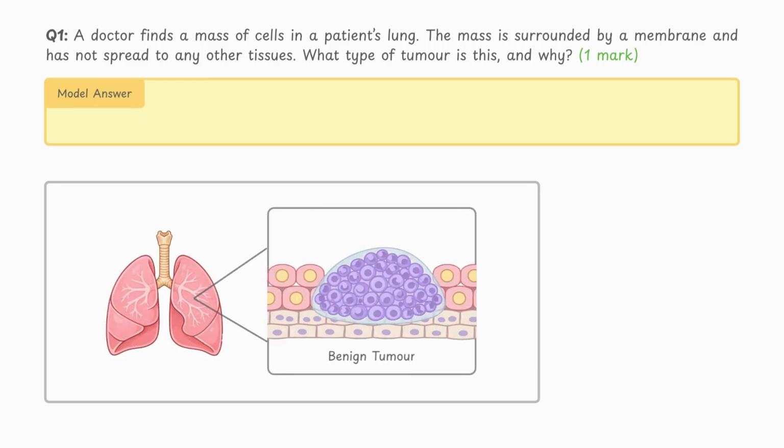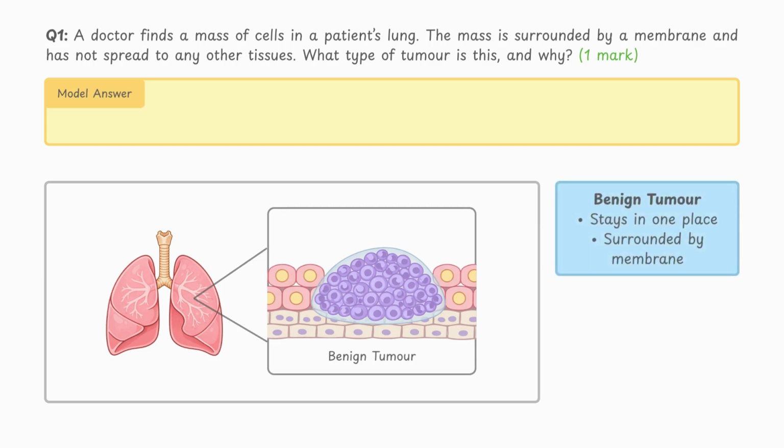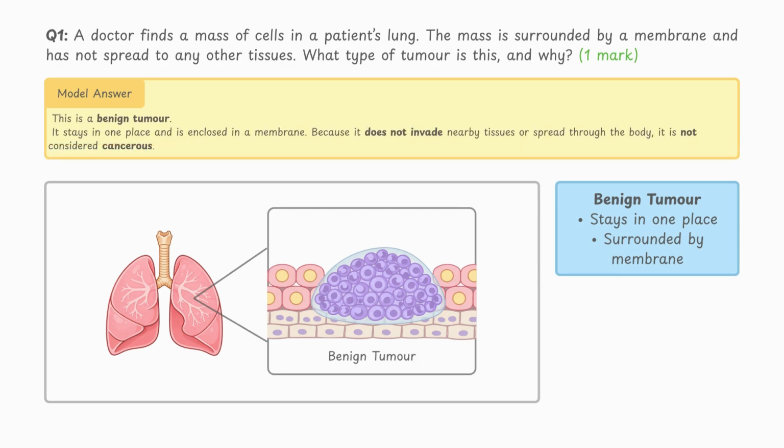Notice that the tumor remains in one place and is enclosed by a membrane. This means the cells are contained and have not invaded surrounding tissues. Benign tumors stay localized and do not spread through the body. The key features are that it stays in one place and is surrounded by a membrane. So the final answer is, this is a benign tumor. It stays in one place and is enclosed by a membrane, so it does not invade nearby tissues or spread through the body.